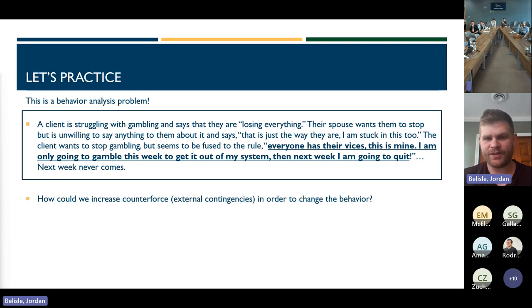So my first question, if you want to try to answer it in the chat, is how could we increase counterforce or external contingencies in order to change the behavior? And I'd love to hear from one or two people from the audience too. So how could we manipulate negative X or counterforce that's operating on this rule?